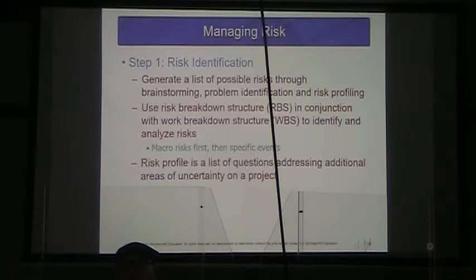All right, so what do we do to manage our risk? The first step, as I said, is risk identification. So generate a list of possible risks. We're going to use brainstorming, problem identification, and risk profiling, right? We may have a guideline in that we already have a set of risks we have identified for every project for our organization.